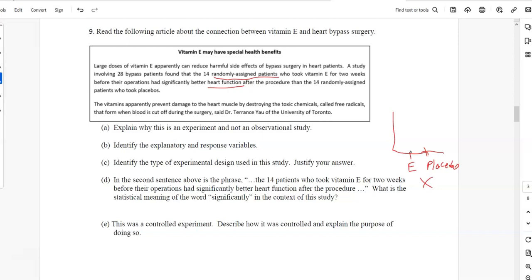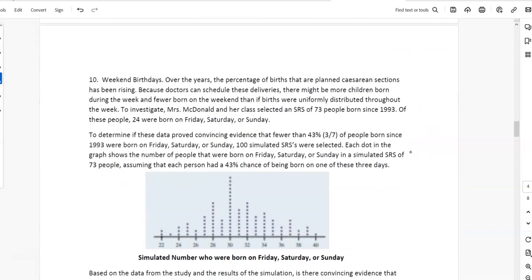This was a controlled experiment. Describe how it was controlled. So some subjects were given the same amount of vitamin E. Some were given a placebo. They were treated the same way, the groups were, hopefully, so that they could isolate that the treatment was the thing responsible for them getting better.